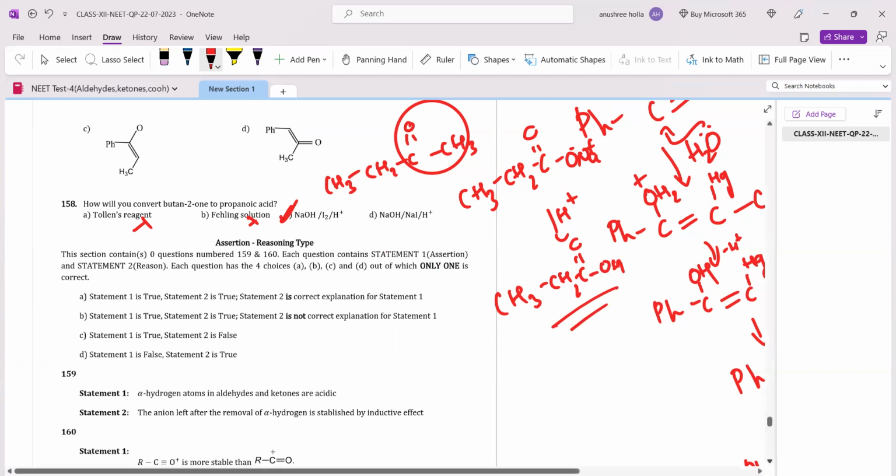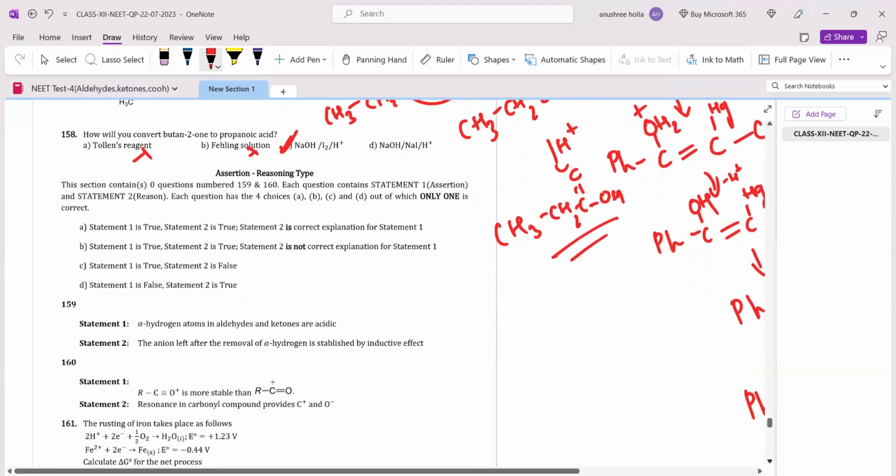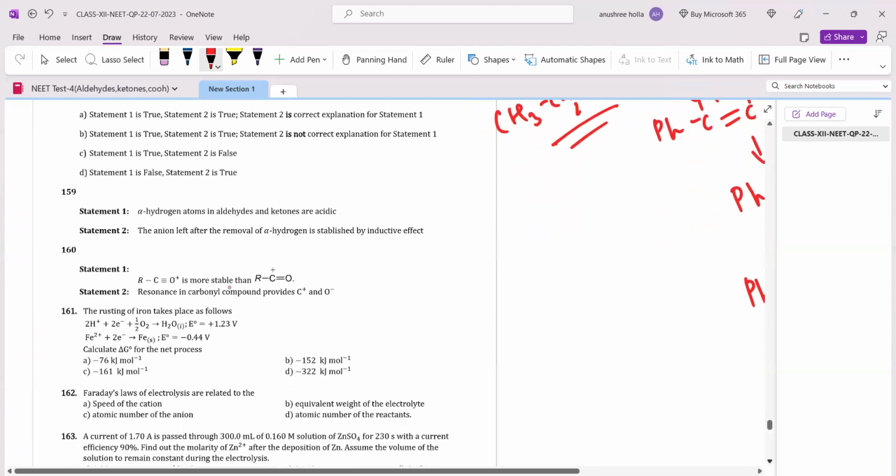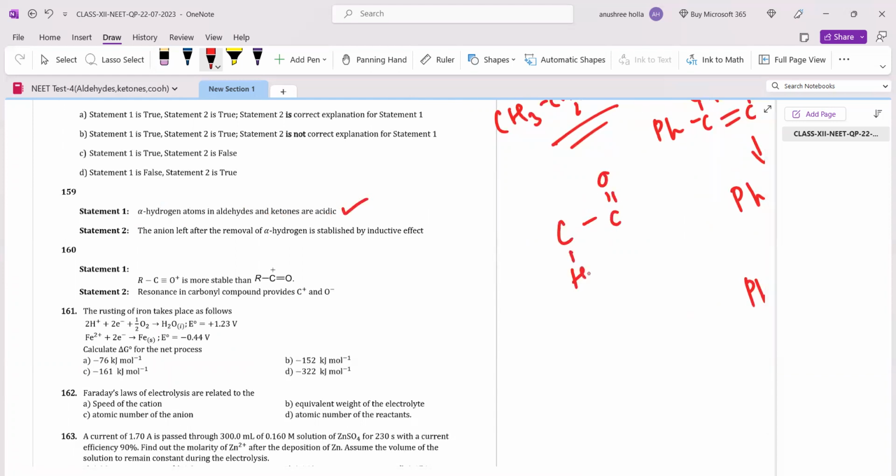Okay. Coming to assertion and reason type questions. First, alpha hydrogens in aldehydes and ketones are acidic. Yes, it is, right? So this hydrogen which is attached to the alpha carbon is acidic because we have a carbonyl, which is an electron withdrawing group adjacent to this carbon. So this will withdraw the electrons from this, and this will in turn withdraw electrons from this. So hydrogen can move as H plus. So that's why we call this acidic hydrogen.